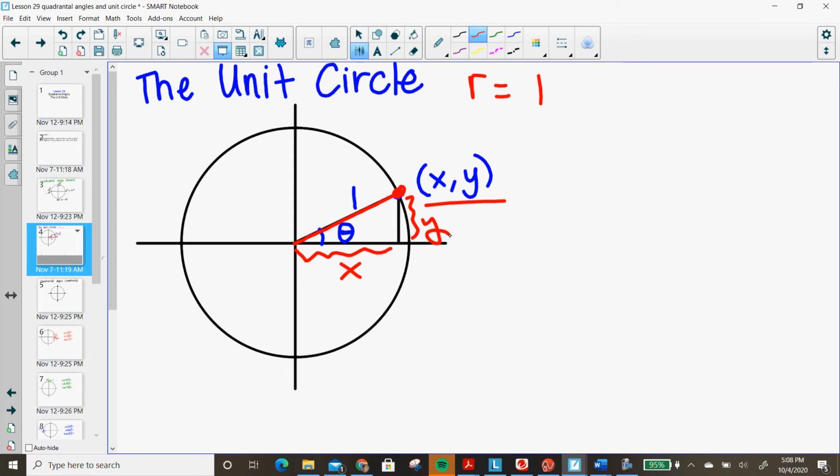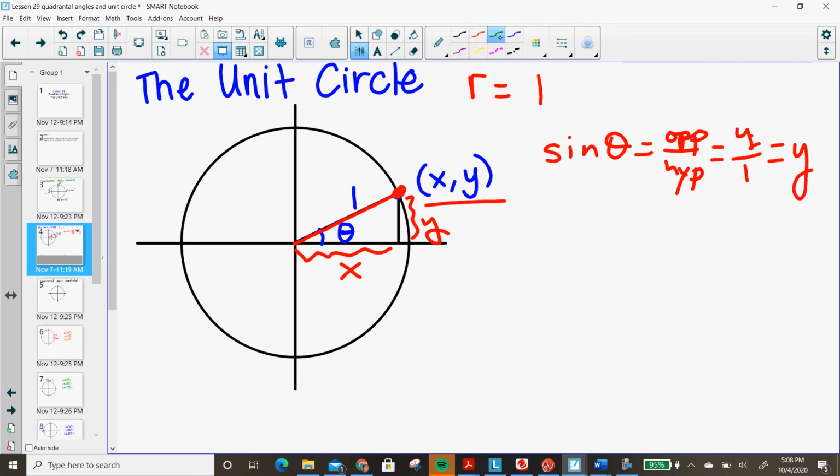Now, something special is going to start happening here. We know that by definition, the sine of theta is going to be the opposite over the hypotenuse. So in this case, the opposite is y, the hypotenuse is 1, so the sine of any angle theta, if the radius is 1, if it's on a unit circle, the sine of that angle will just be the y coordinate of that point where the line intersects the circle.